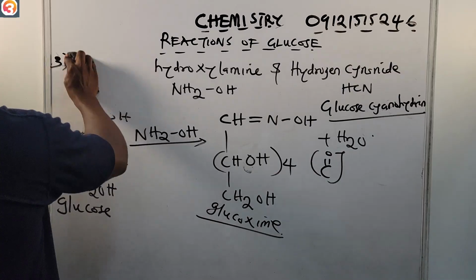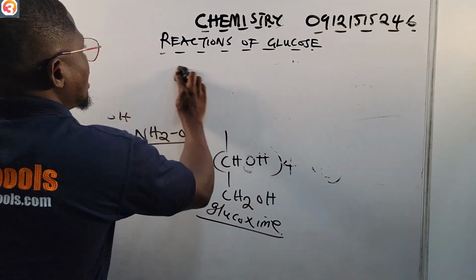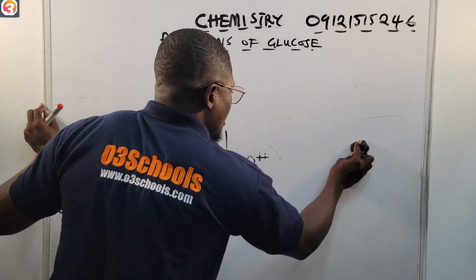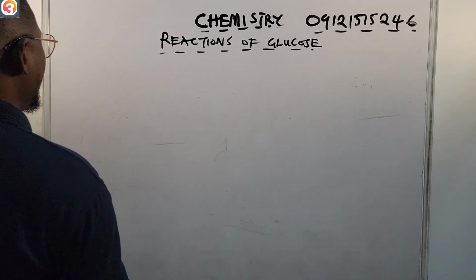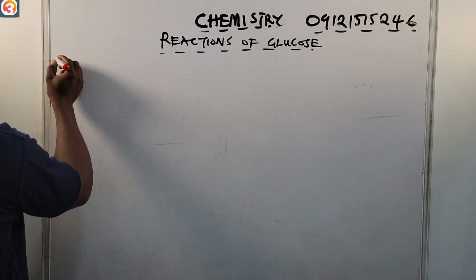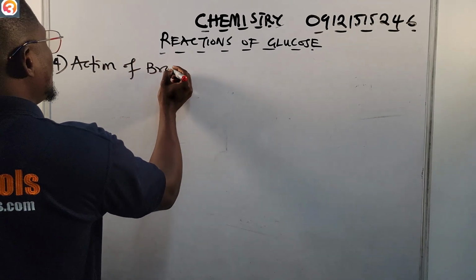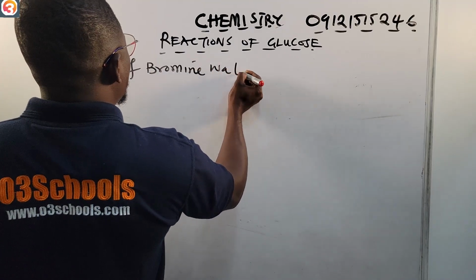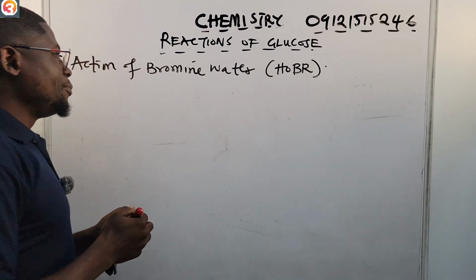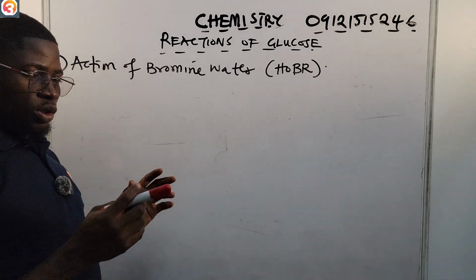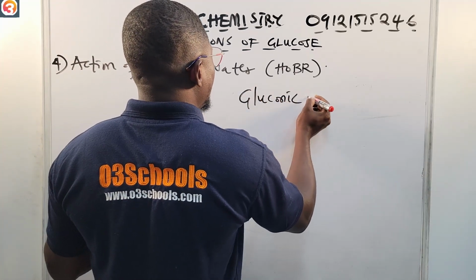Then number 4, we're going to be looking at the action of bromine water. Bromine water is HOBr. The action of bromine water. Bromine water is HOBr, and when bromine water acts on glucose, what it gives to us is gluconic acid.